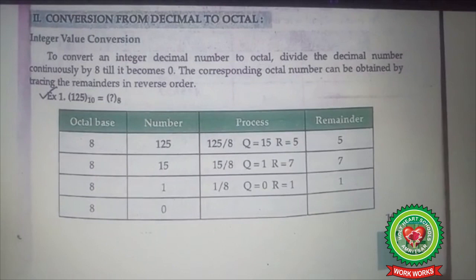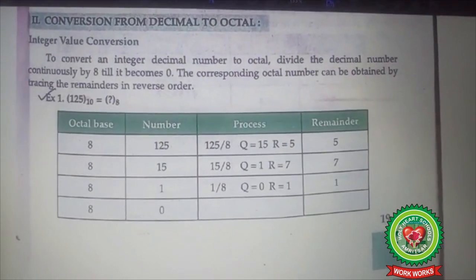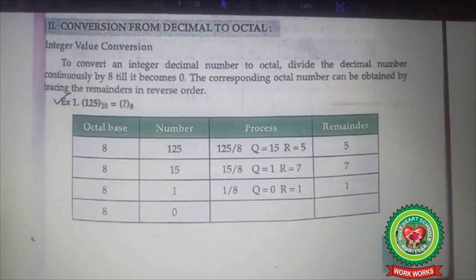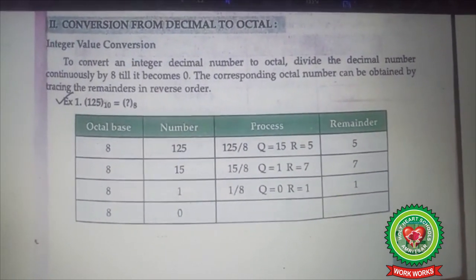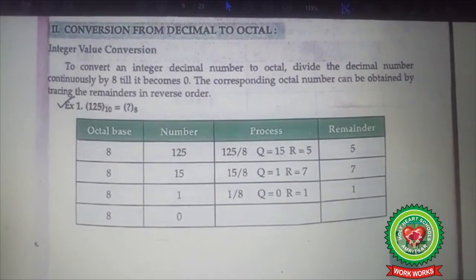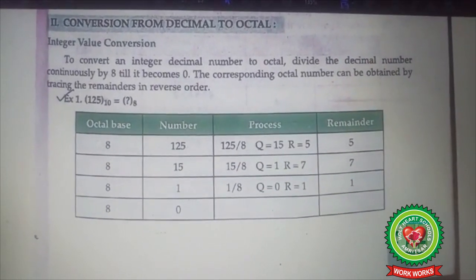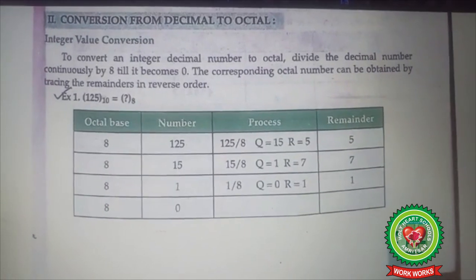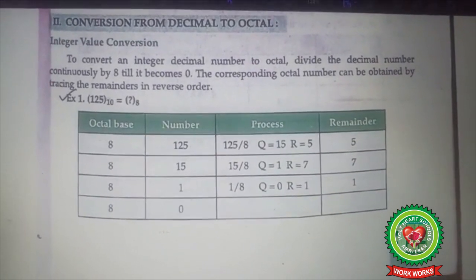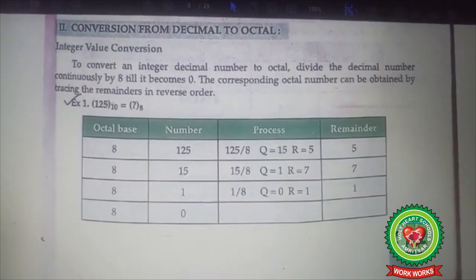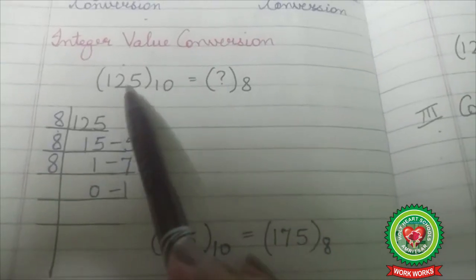Students, open page number 19. Integer value conversion of decimal to octal. To convert an integer decimal number to octal, divide the decimal number continuously by 8 till it becomes 0. The corresponding octal number can be obtained by tracing the remainders in reverse order. Let's do it with the help of an example.